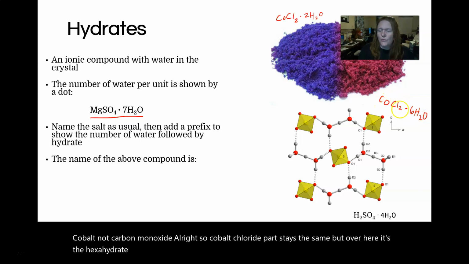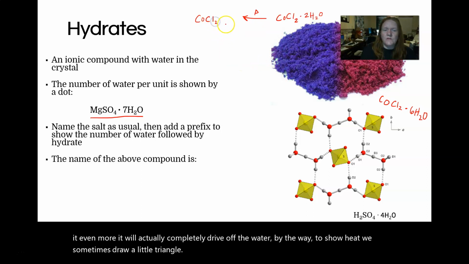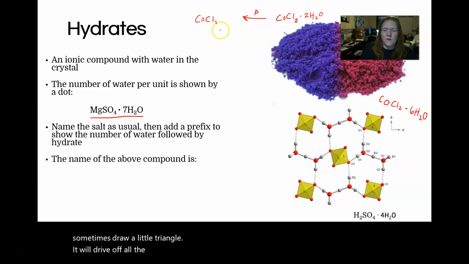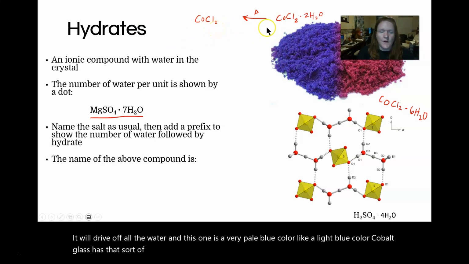So each cobalt chloride piece has 6 waters stuck to it. And if you heated it even more, it will actually completely drive off the water. By the way, to show heat, we sometimes draw a little triangle. It will drive off all the water, and this one is a very pale blue color, like a light blue color. Cobalt glass has that same sort of blue color, if you've ever seen that before. All right, so that's what a hydrate is.